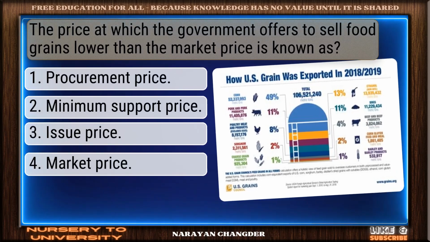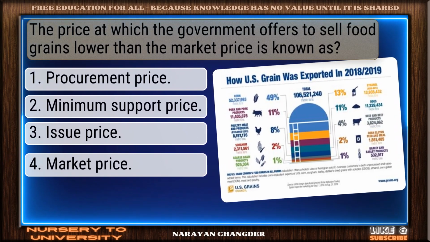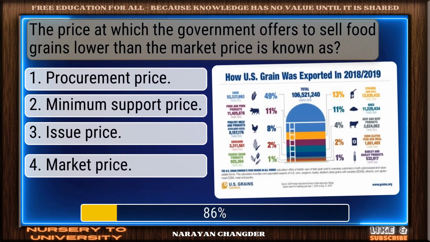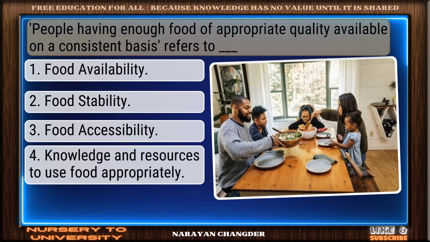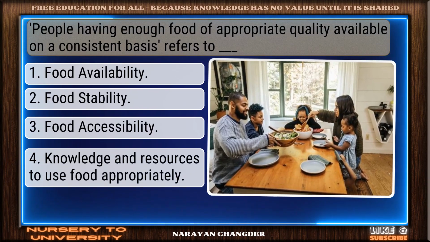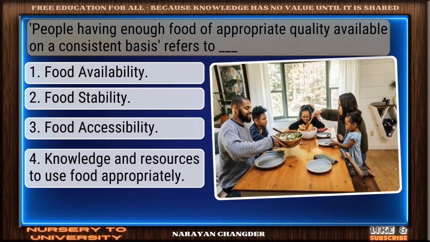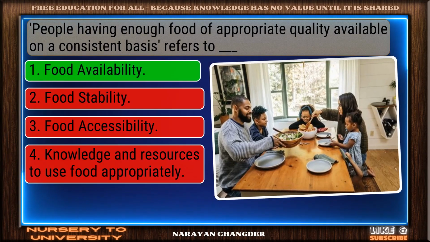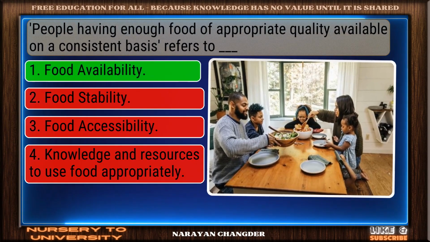The price at which the government offers to sell food grains lower than the market price is known as. Excellent. Issue price is a brilliant choice. People having enough food of appropriate quality available on a consistent basis refers to dash. Strong choice. Food availability is the right answer.